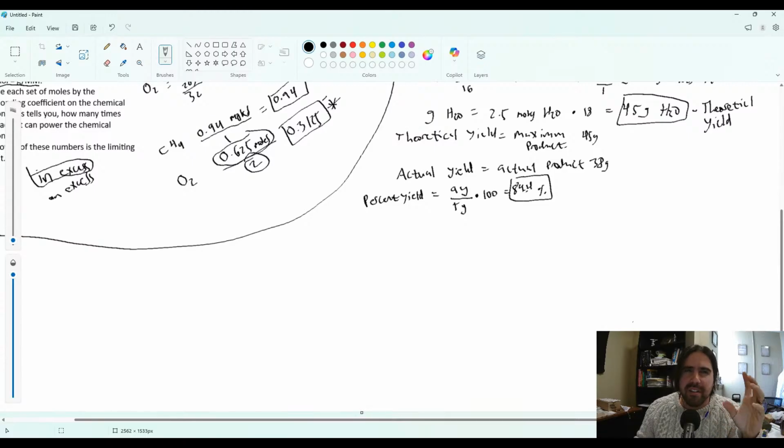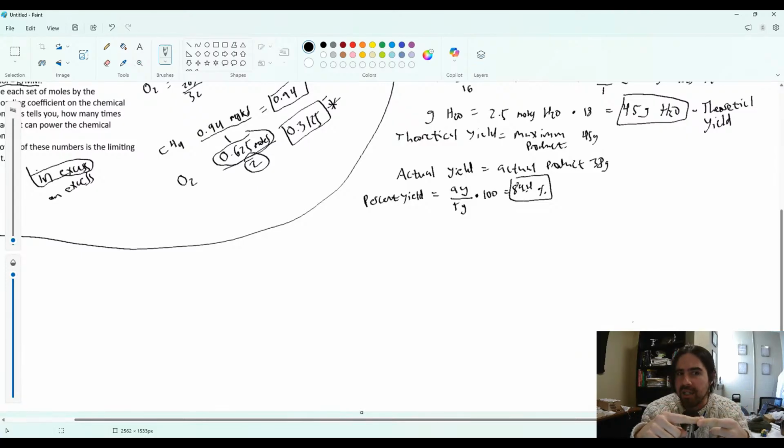Oftentimes what will happen is folks will not fully dehydrate and remove all of the water from their sample. And so when they have their sample, not only do they have their product, but they also have a whole bunch of water in there, which weighs the whole thing down. And so your actual yield mass is way, way bigger than your theoretical yield. So that's another thing to keep in mind. Sometimes you can have false positives with your percent yield.